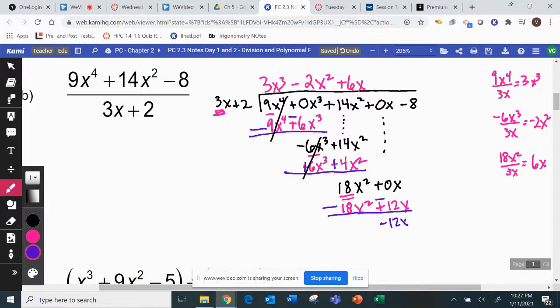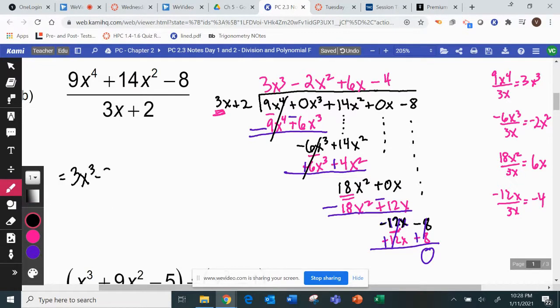I get negative 12x. Oops, I meant to be black. Negative 12x. Bring it on down. Bring it on back. So now we do 3x into negative 12x, which is negative 4. We multiply that. So negative 12x minus 8. Draw the line, change the signs. Those cancel, we get 0. So our final quotient is 3x to the third minus 2x squared plus 6x minus 4.